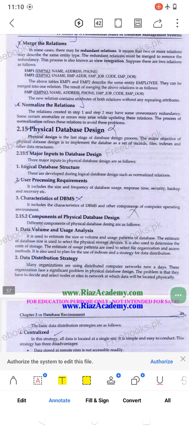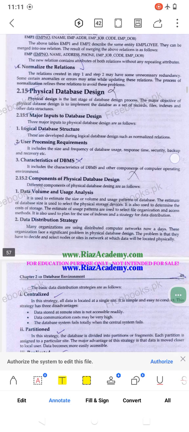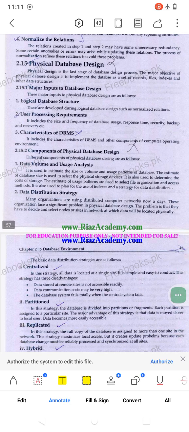Next we have normalize the relationship. What is the meaning of normalization? Normalization means we have to remove or minimize the redundancy and anomalies from the data or database, which is called normalize the relationship. Next we have physical database design. Previously we discussed the logical database design. Now the next topic is physical database design.